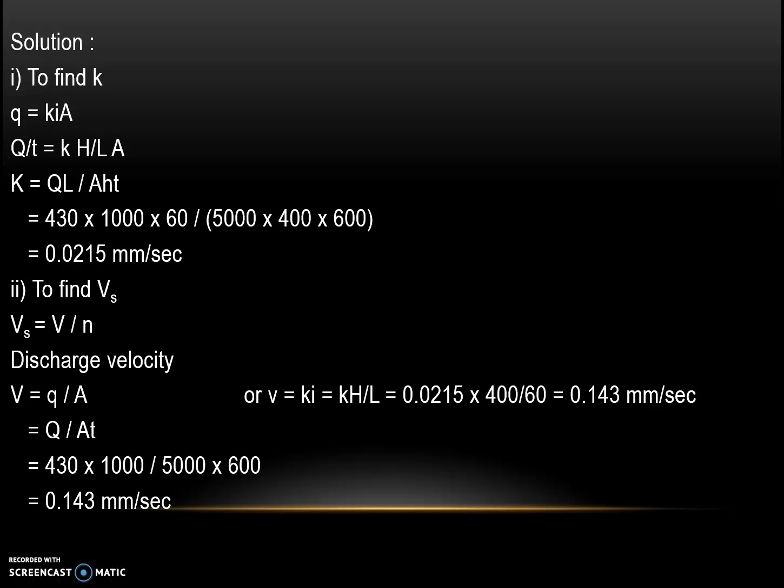So discharge velocity V is equal to Q divided by A into T. Q is 430 into 1000, area is 5000 and T is 600. With this we get V as 0.143 mm per second. V can also be found out using the formula K into H divided by L.